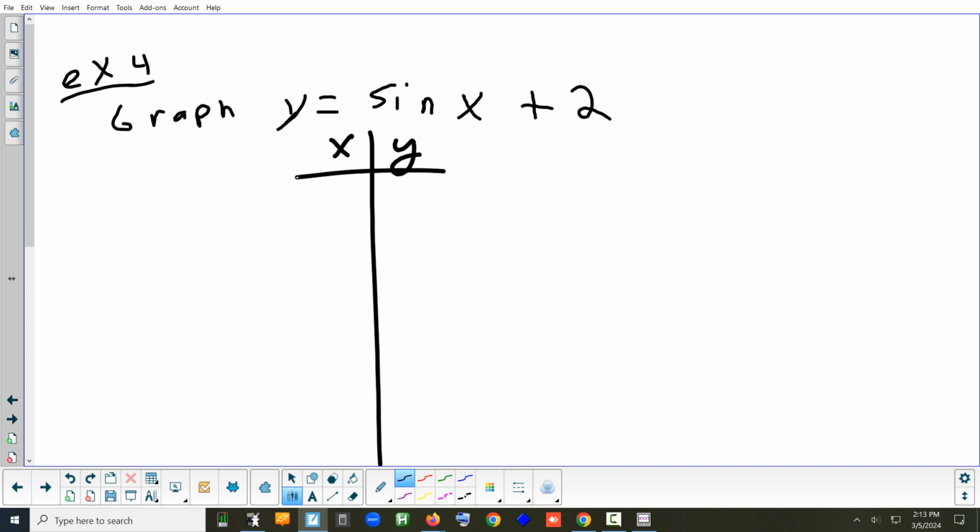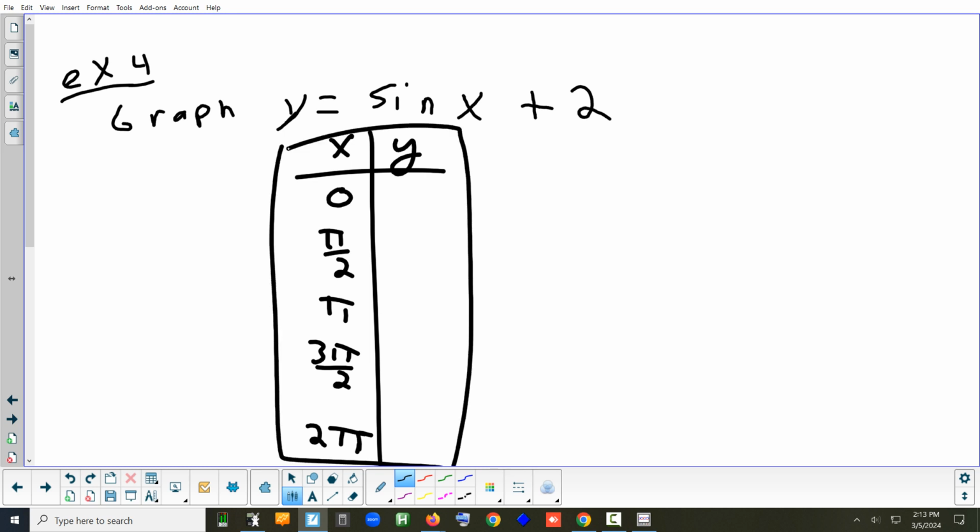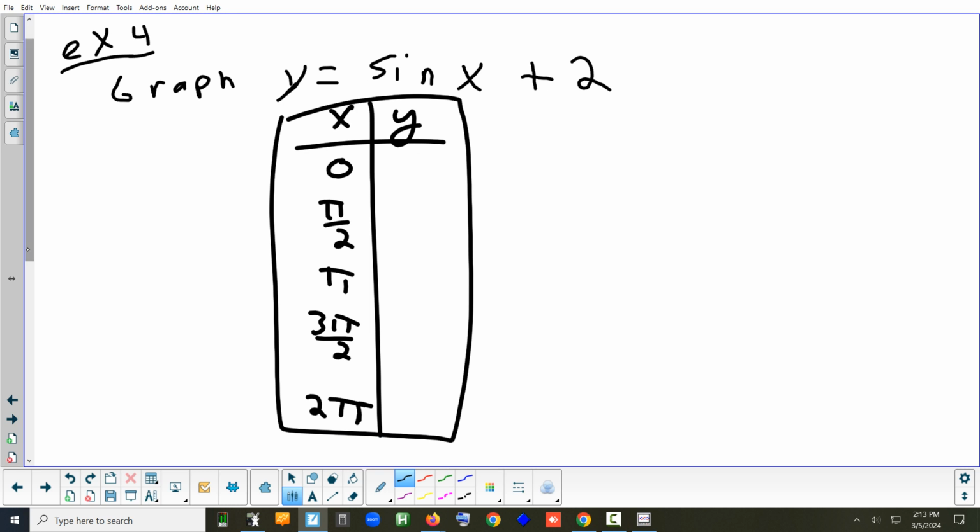Okay, so what column stays the same when we shift up or down? Yep, x's. And what are my x's? 0, pi over 2, pi, 3 pi over 2, 2 pi. And now I need to put my y's. Okay, I'll do the originals off to the side, and then I'll just look at them to figure out my new ones. What are your original y values for sine? 0, 1, 0, negative 1, 0. Okay, and what are we going to do to all of them?